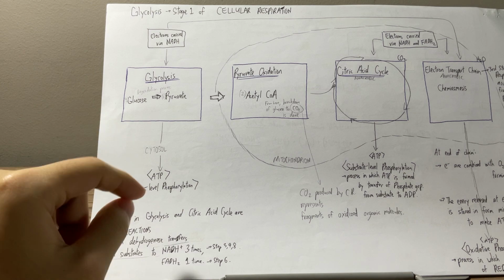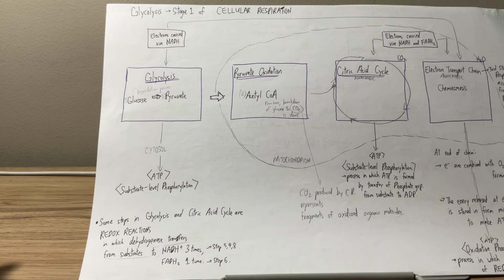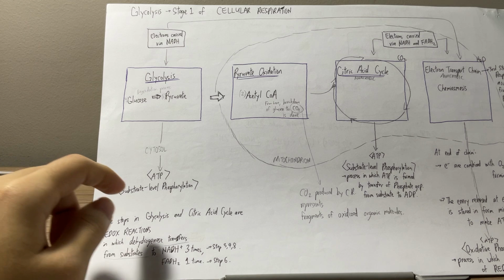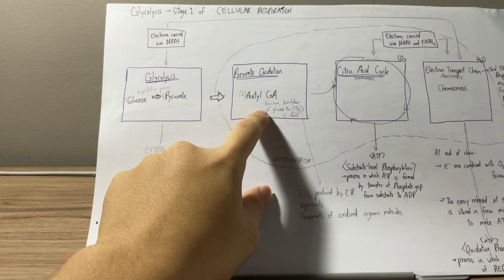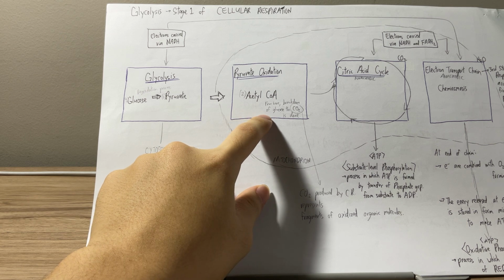More on that later. So for pyruvate oxidation, 2 acetyl-CoA. So from here, there is a breakdown of glucose to CO2.